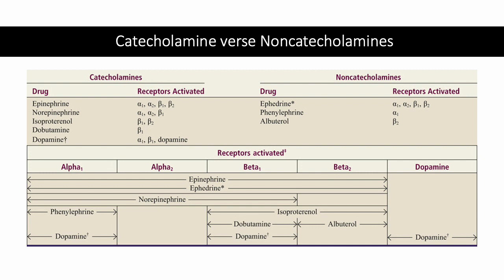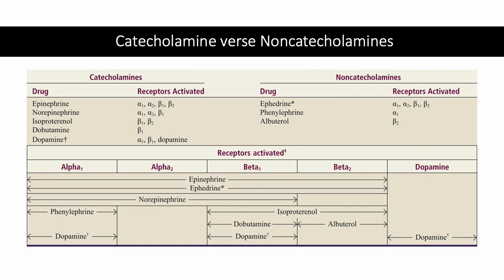Now we're going to dive into catecholamines and non-catecholamines. Catecholamines are hormones that are made by our adrenal glands. They're going to be released in response to any sort of physical or emotional stress. Our catecholamines are going to be epinephrine, norepinephrine, isoproterenol, dobutamine, and dopamine. Then we have our non-catecholamines. Those are compounds that lack the catechol hydroxyl group, so that makes it have a longer half-life because they don't become inactivated by COMT.